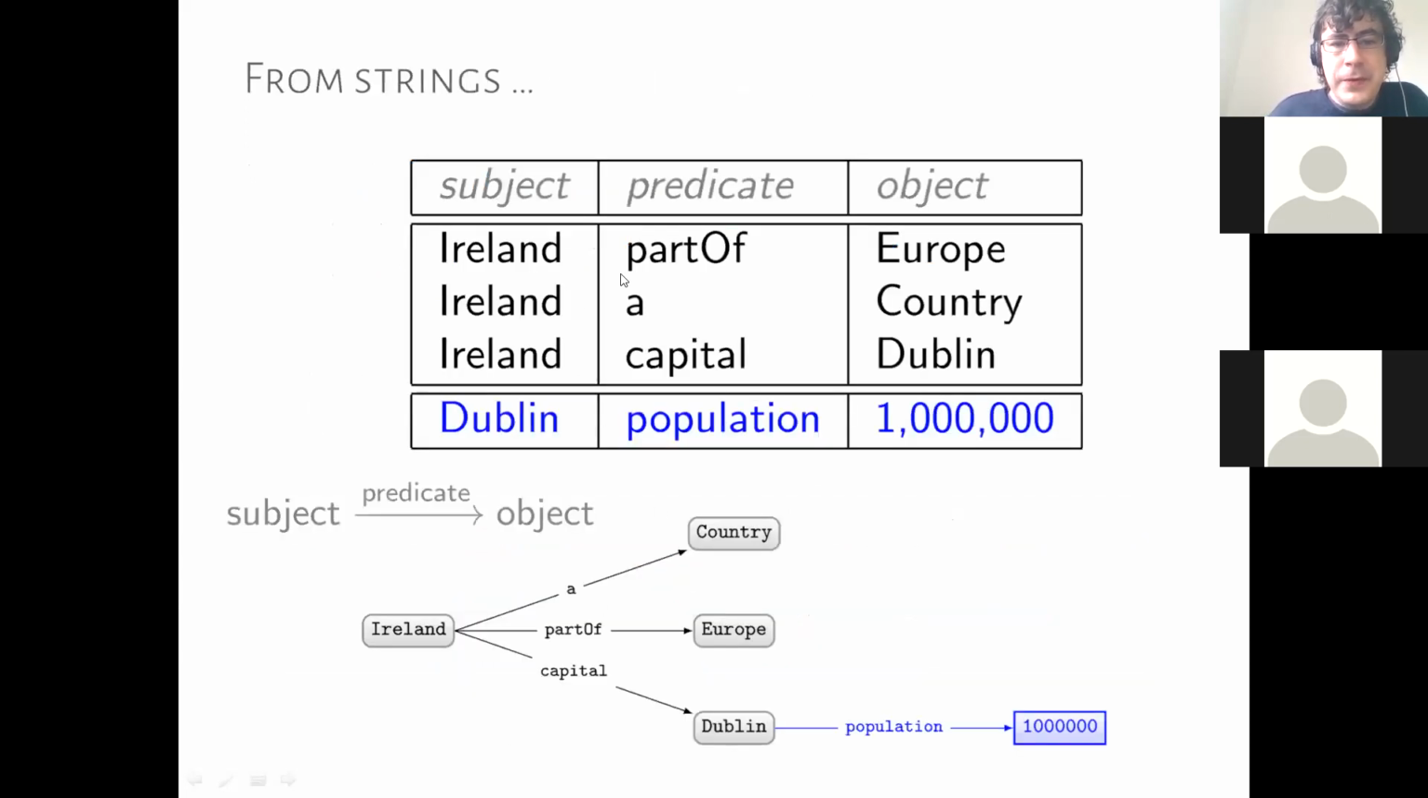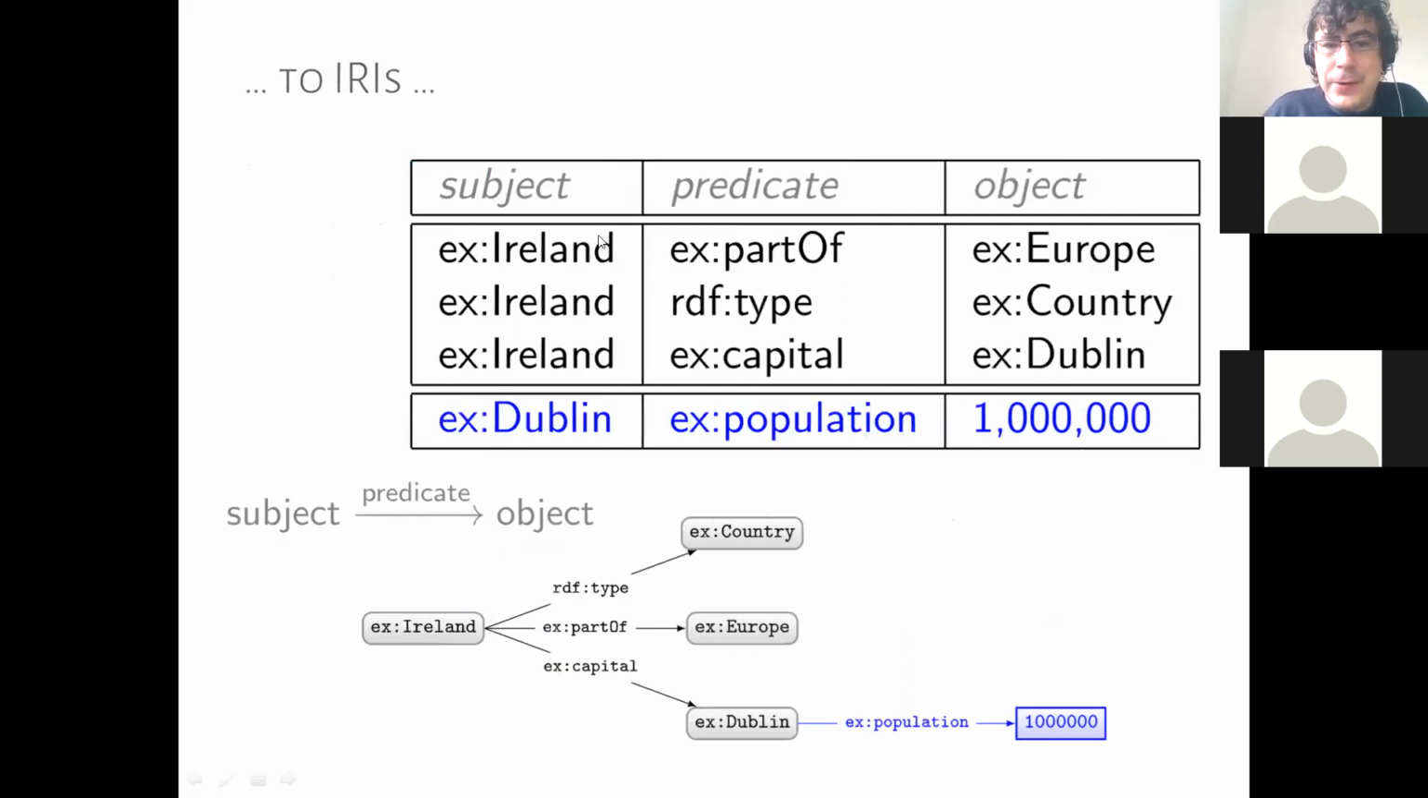So we're going to move now from this idea of simple strings, and we're going to start to use IRIs. Here again, you have to imagine that this ex really represents some HTTP://, it's really a web identifier. What about the population?